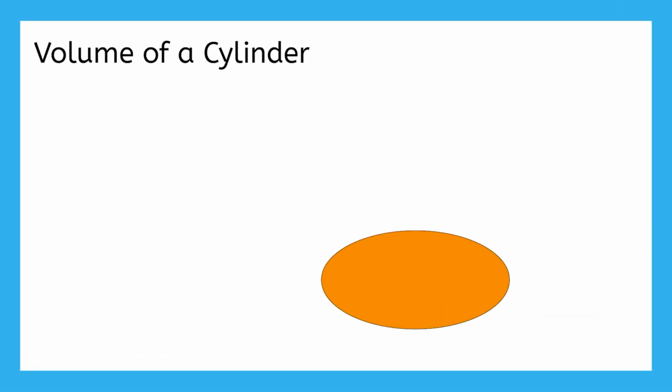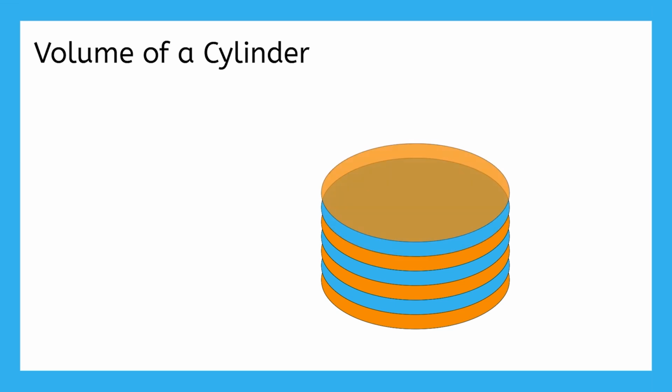To calculate the volume of a cylinder, we need to start with the bottom, the circular face the cylinder rests on. Now, imagine we layer that circular slice or disc shape over and over, stacking them on top of each other.